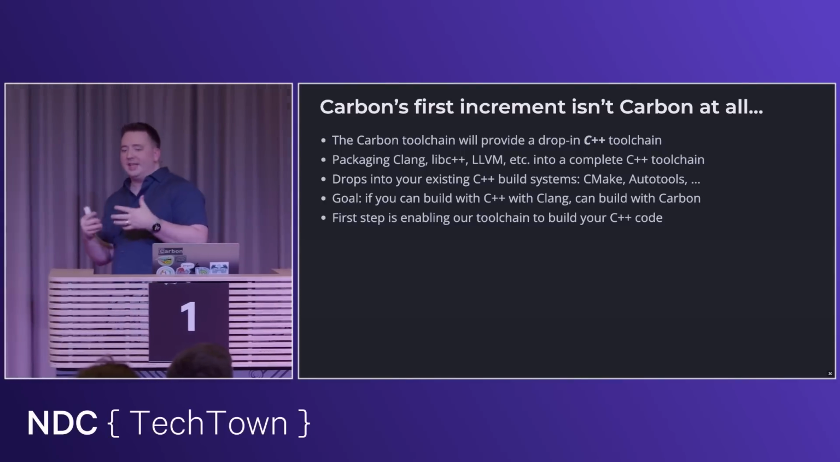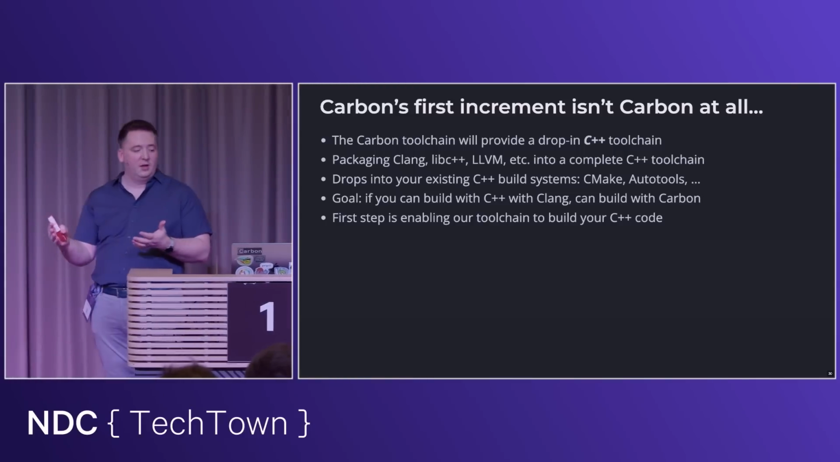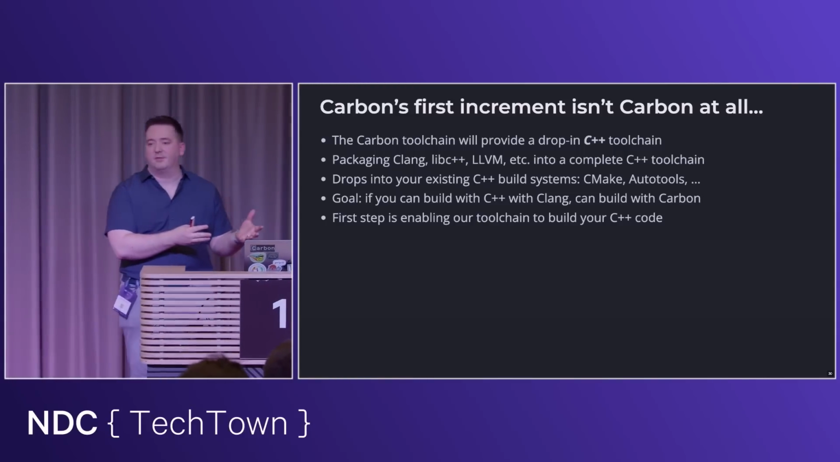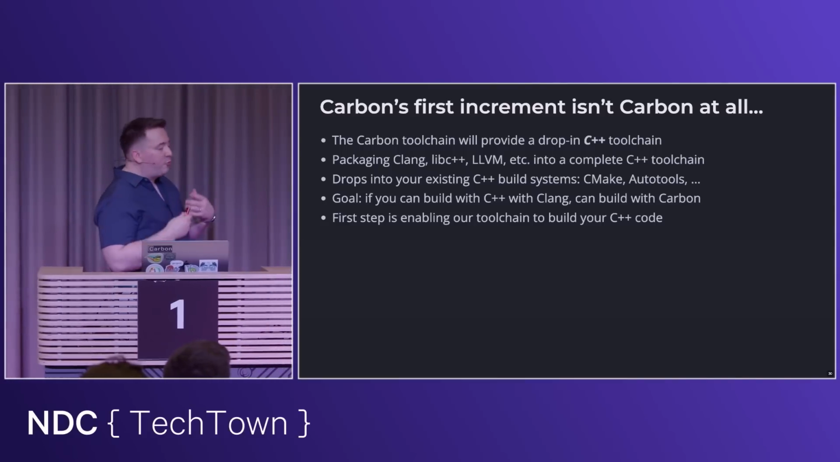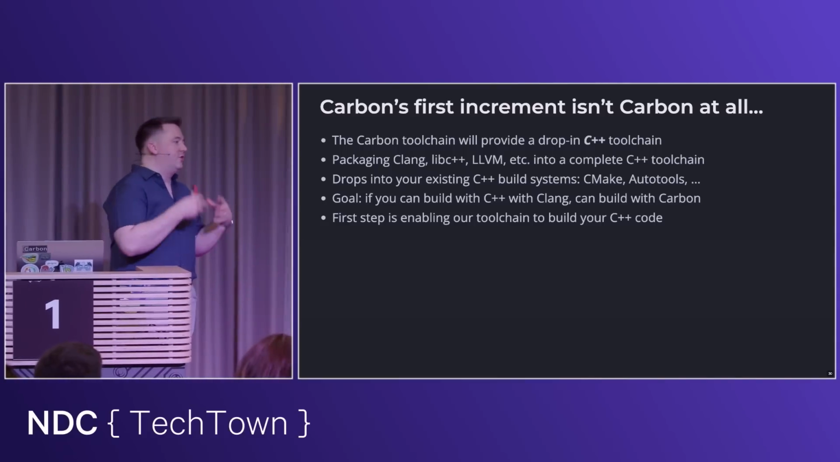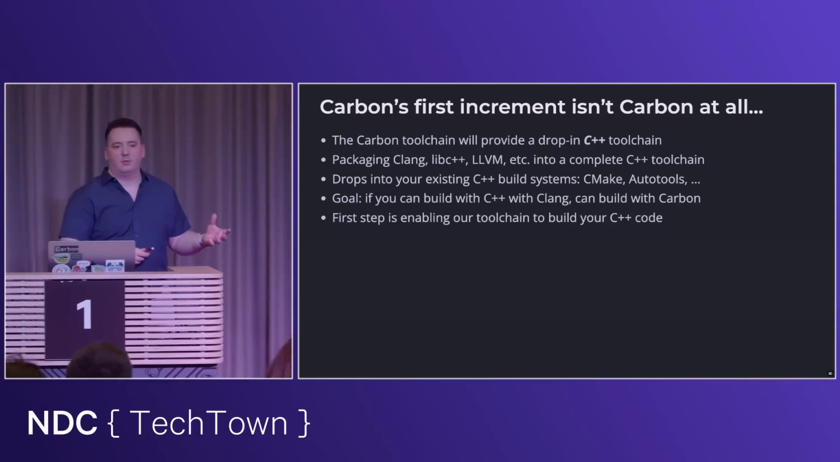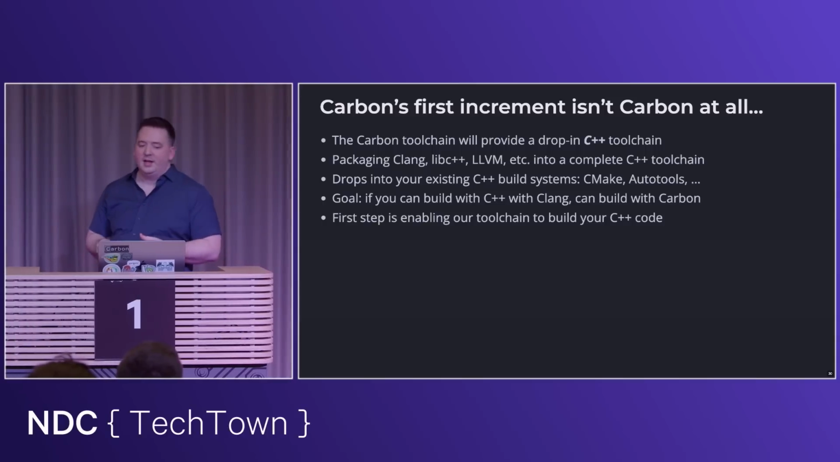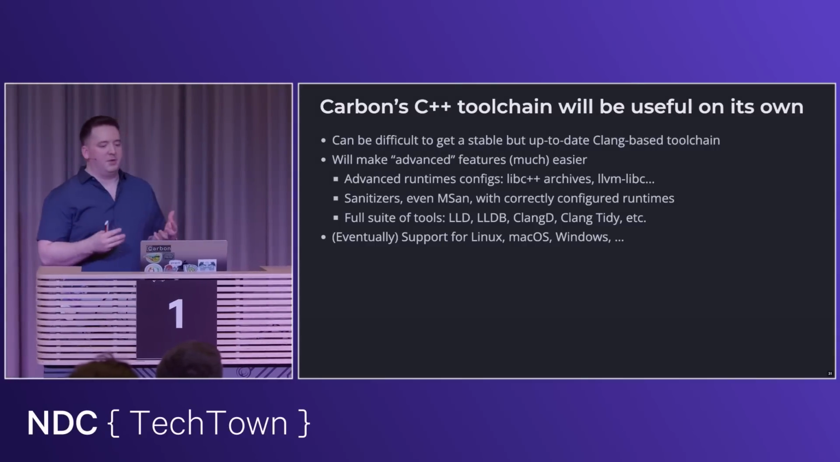And our goal is really, if you can build your C++ code with Clang, you should be able to build it with Carbon's toolchain because it's just a packaging of Clang. And the first incremental step of trying out Carbon is actually to switch your build to Carbon's C++ toolchain, which should be fairly straightforward. You don't have to change any of your source code for that. And we think it can even give some nice benefits.